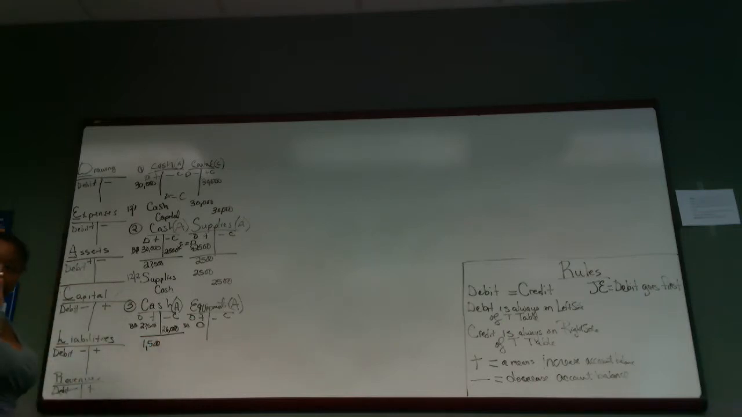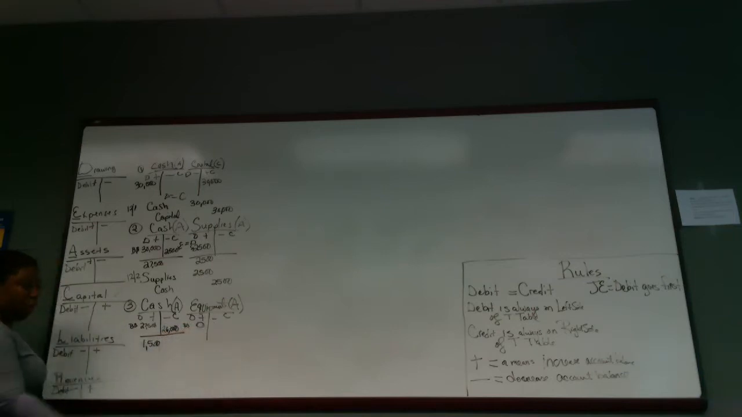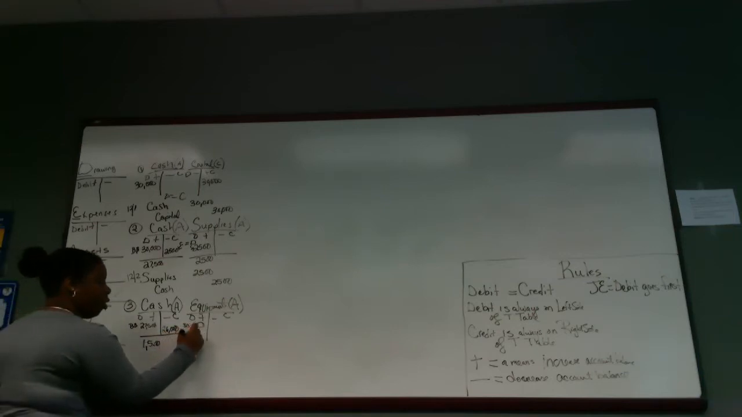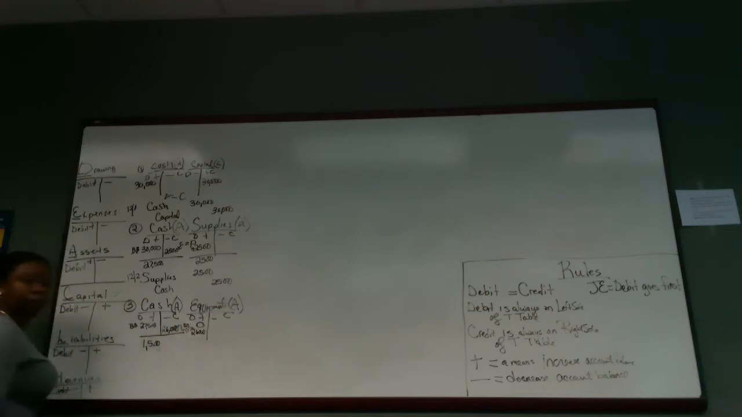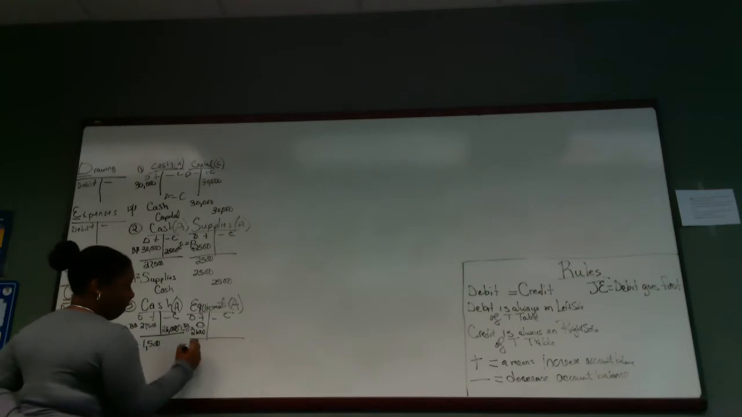What happens to my equipment? Does the balance go up or go down? It went up, so I'm going to do a debit, $26,000. So my debit equals my credit still. Right? What's my balance in equipment? 26,000 as a debit.